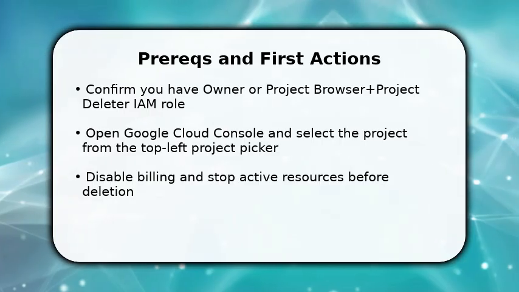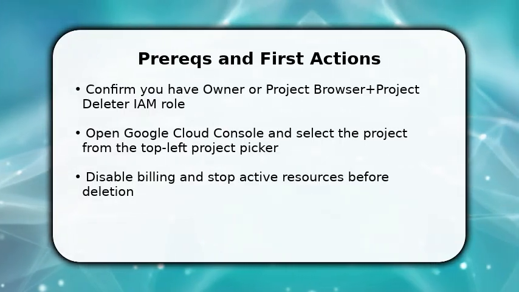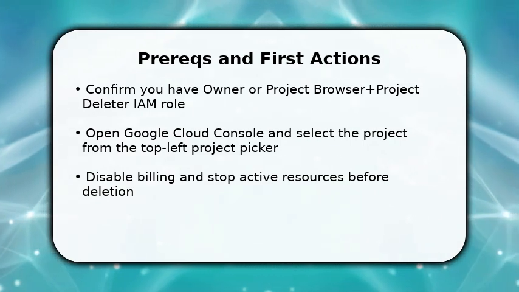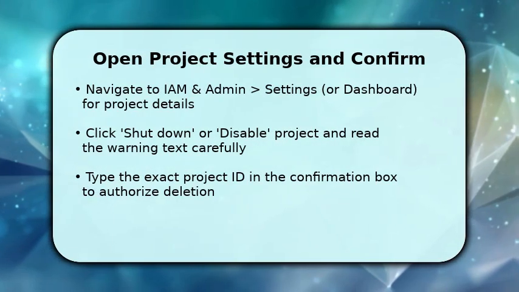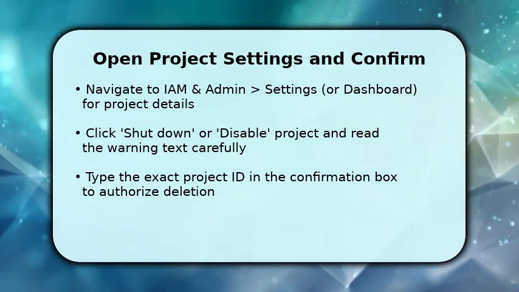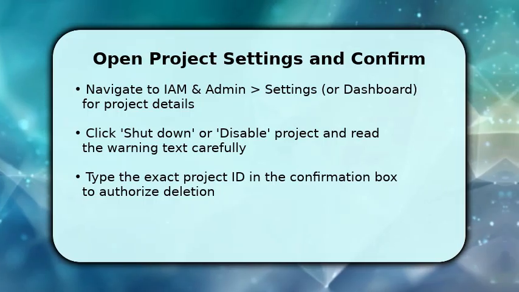Make sure to note project ID and any linked APIs. You'll need those details for the deletion confirmation step that follows. Next, go to IAM and Admin and open the project settings or dashboard where the shutdown control lives. Once there, click the Shutdown or Delete option.